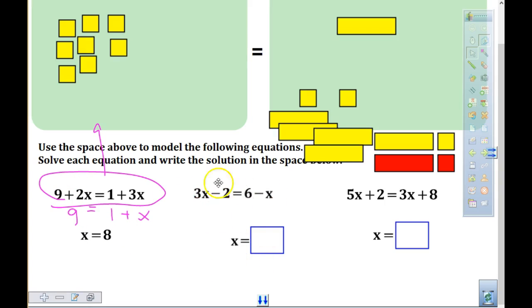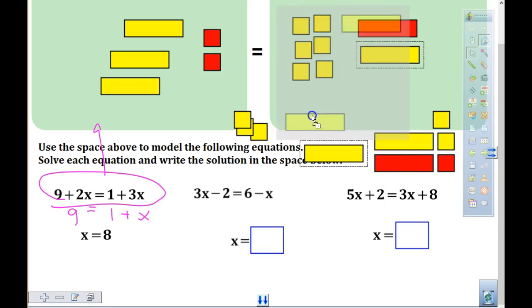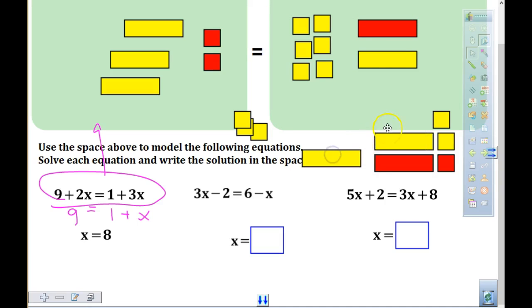I want you to model the second one. And then we're going to talk about that one in just a minute. So do that second one. What we really want to do to get rid of this negative x is we need it to be a 0, so we have to add 1 to both sides. So I'm going to add 1x to this side, and I'm going to add an x to the other side. My new equation, Sam, would now be what? How many x's?